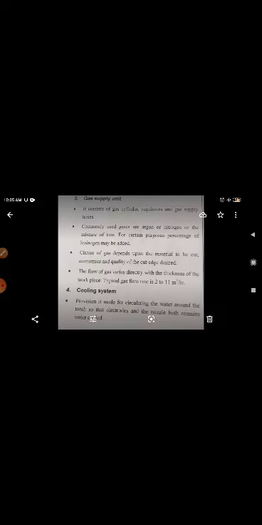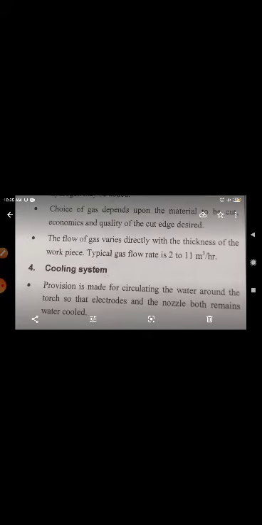Then the cooling system. Provision is made for circulating water around the torch so that the electrode and nozzle both remain water cooled. Then the power supply. A DC power supply of 400 volt to 200 kilowatt and up to 1000 ampere is supplied to the nozzle.